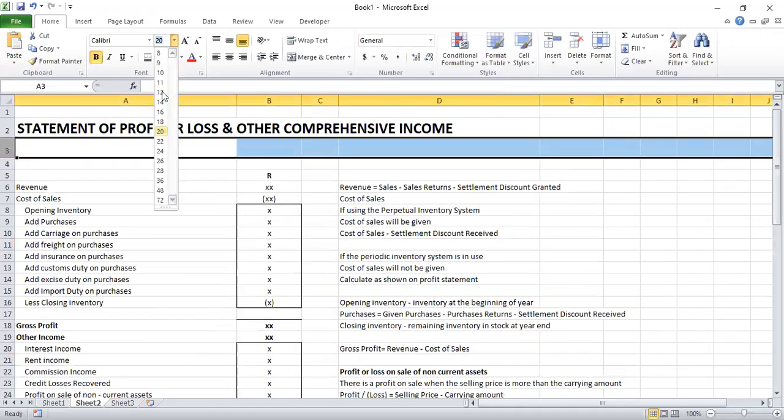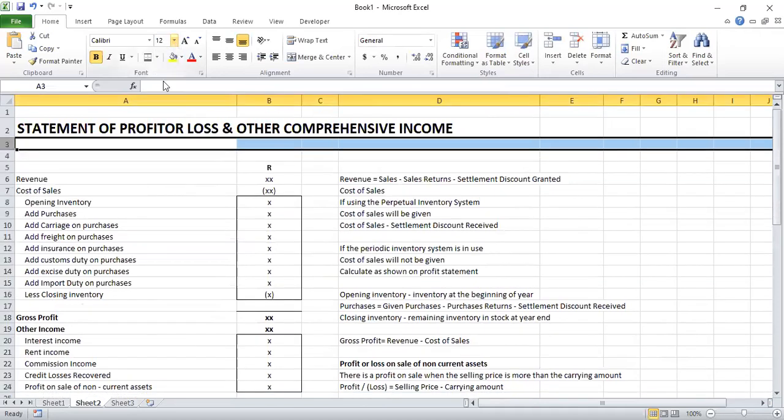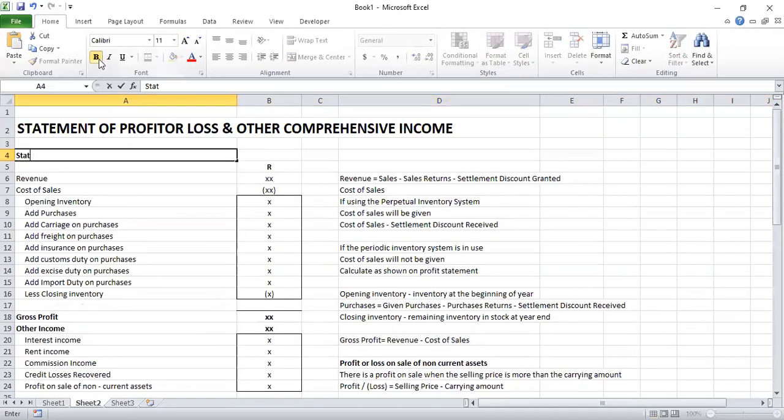If you can see here, I didn't write the heading. Let me just write the heading there. It's actually called statements of profit or loss and other comprehensive income of Eugenius Traders for the year ended. So it's for the year. So anything that does not belong to this year should be taken out.